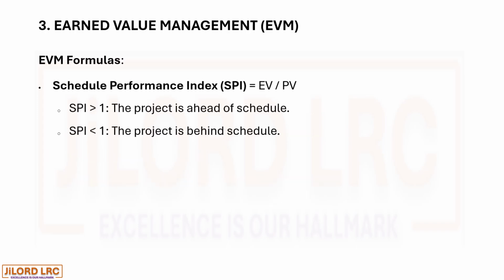Schedule Performance Index (SPI) equals earned value divided by planned value. When SPI is greater than 1, it indicates the project is ahead of schedule. But when the SPI is less than 1, it indicates the project is behind schedule.